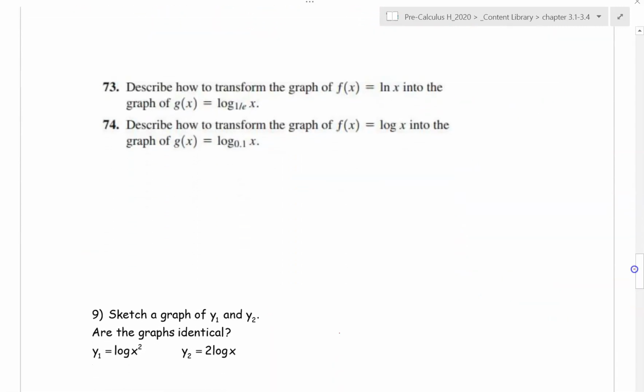Okay, let's take a look at the next two problems. These are actually homework problems. I will do 73, and then I'll give you a little time to do 74. So the question is, what is the transformation that will take you from f of x to g of x? And the problem is, it's very difficult to compare two things that aren't alike. So what we're going to do is find the inverse for each function and compare the inverses. So we'll switch the x's and the y's.